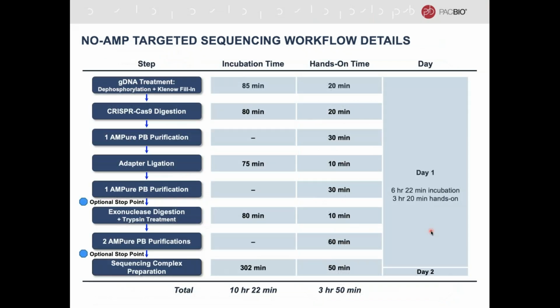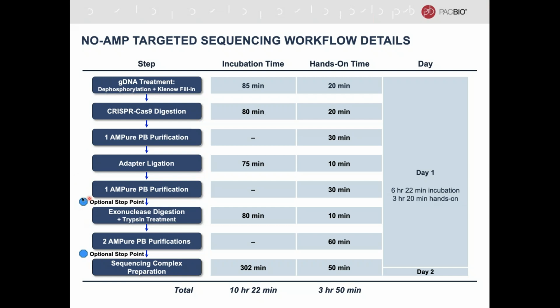All right, so let's jump into the protocol in a little bit more detail. As you can see, these are the main steps that I've already mentioned. So you do the 3' and 5' blocking of the DNA ends. Then you do the CRISPR-Cas9 digestion. And then you do the adapter ligation, and then do the library cleaning, which is done with exo combined with the trypsin treatments, and then the sequencing. So in between, there are some steps of AMPure purification, but other than that, it's very straightforward.